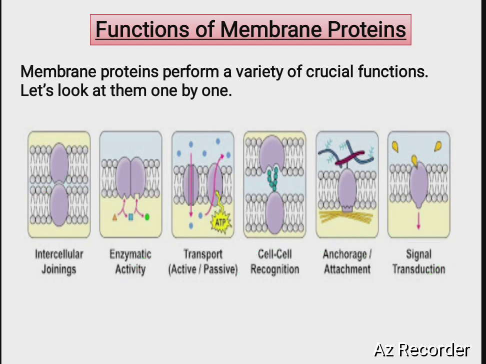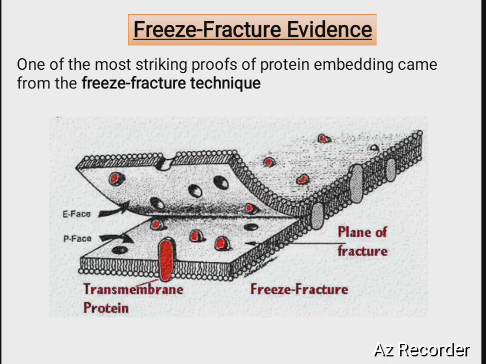Next, see the freeze fracture evidence. One of the most striking proofs of protein embedding came from the freeze fracture technique. Here we can see that when scientists split frozen membranes, they saw bumps and pits. These were proteins embedded in the bilayer, just as the fluid mosaic model predicted.